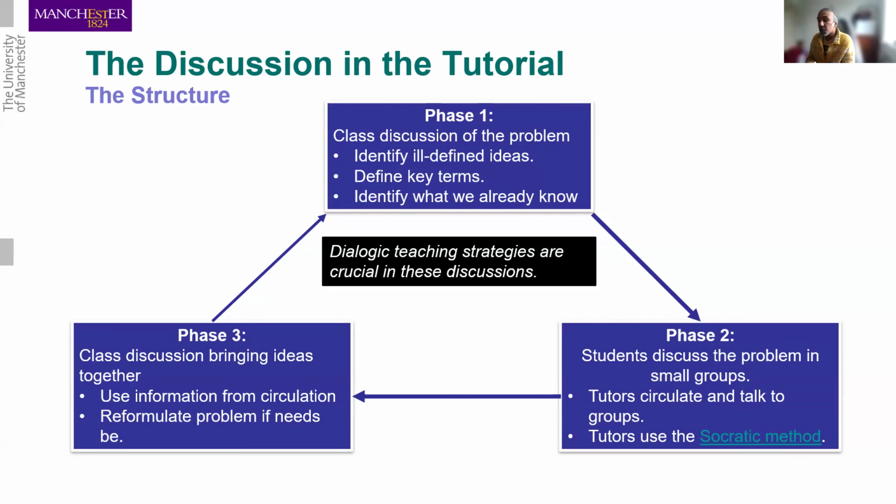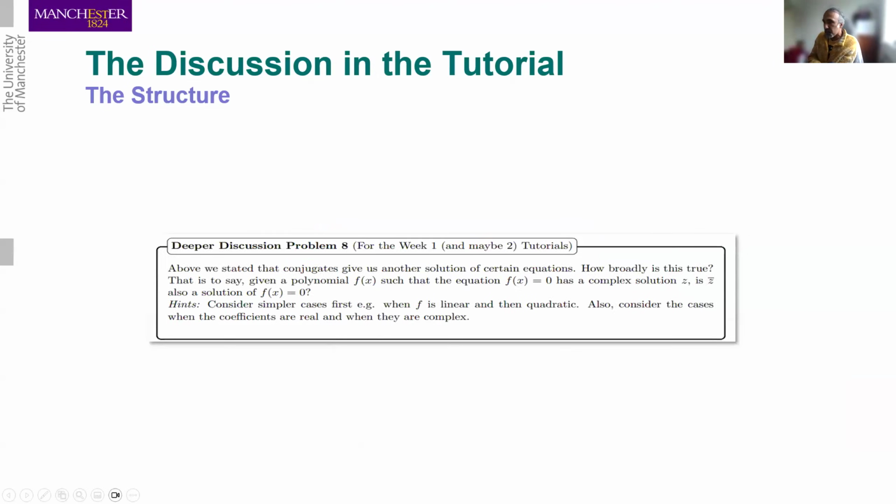which is then when the tutor brings back the class for a class discussion where they weave together the different ideas that have been suggested in the class, hopefully, and trying to come to, well, possibly some kind of answer, but at least some kind of progress, maybe reformulating the problems if needs be. And that's why there's another arrow going back to phase one, where you might start the process again. So let us now consider what this structure looks like with this particular problem.